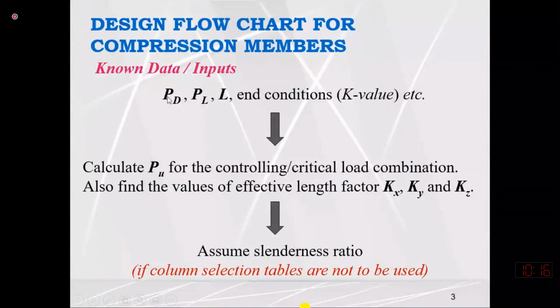First of all, we have to see what data is provided. In design of compression member, we might be provided with applied load, maybe dead load and live loads, given separately. We may know the length of the member and also the end condition. Maybe the ends are simply supported, partially fixed or fixed. Depending upon the end condition, we can estimate the K value or effective length factor. We can consult the charts provided in the LRFD design aid that we have already seen last time.